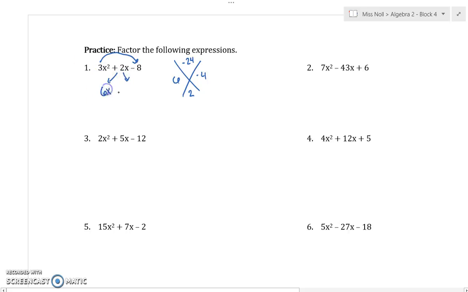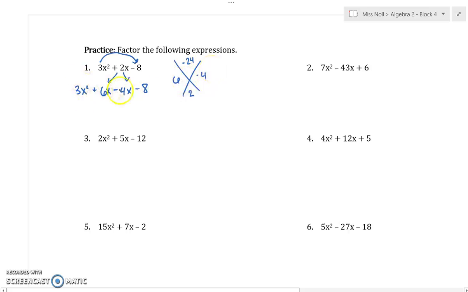So what I'm going to do now is split this 2x into 6x minus 4x. The numbers on the outside, 3x squared and negative 8, stay the same. So I have 3x squared plus 6x minus 4x minus 8. Remember, that negative 24 is not part of the problem anymore. That was simply to find the numbers 6 and negative 4.